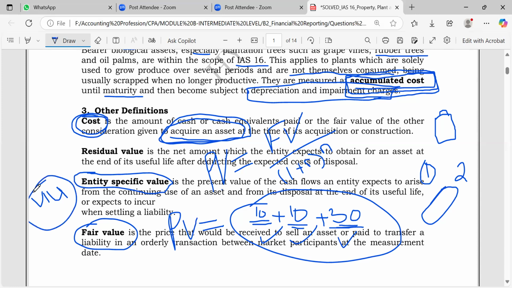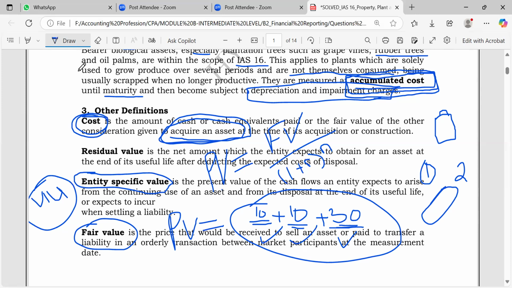This is the worth. If you add them and you discount them and add them together, you get the worth now of the cash flows you expect to receive in the future. Right. And then you come to fair value.